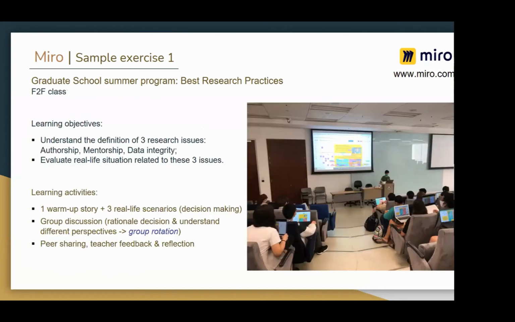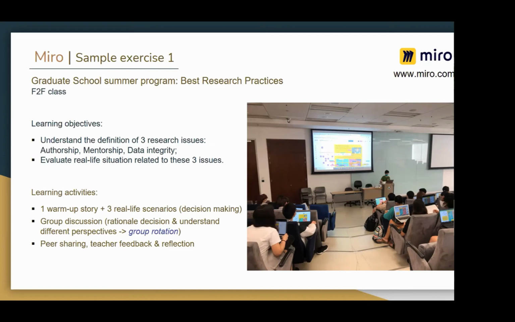The learning objectives of this course are to help students understand the definition of three research issues: authorship, mentorship, and data integrity. We also help students evaluate real-life situations and possibly make the best decision related to these three issues. The learning activities the teacher wants to do are one warm-up story and three real-life scenarios in which students need to make their decisions.